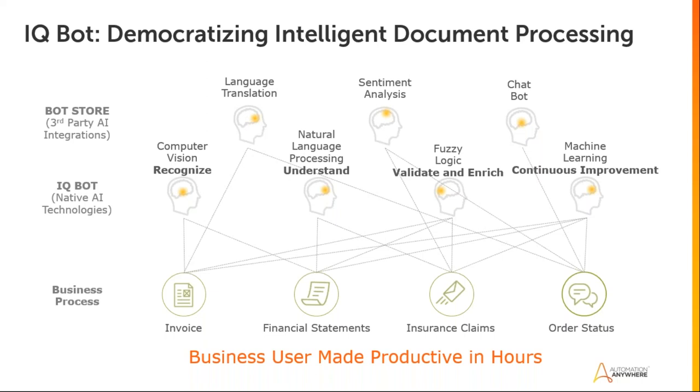And next, I briefly introduce you to the IQ Bot, which is democratizing intelligent document processing. So let's understand from the bottom phase, like there are different business processes. Say, for example, you work with invoices, financial statements, insurance claims, or the order status. These are available in different documents, and then you want to extract the information from these documents and make sense out of what the content is available in these documents. That's where IQ Bot comes into place.